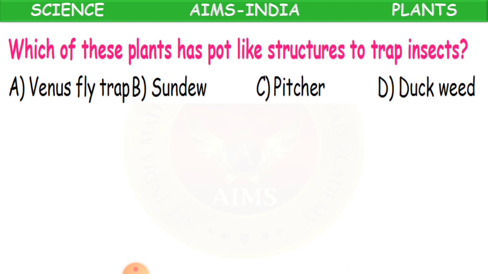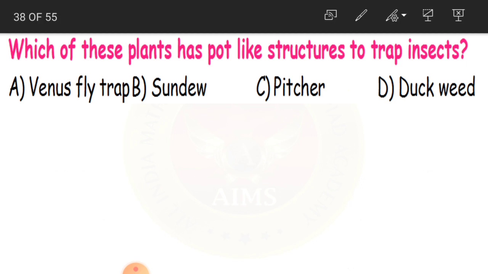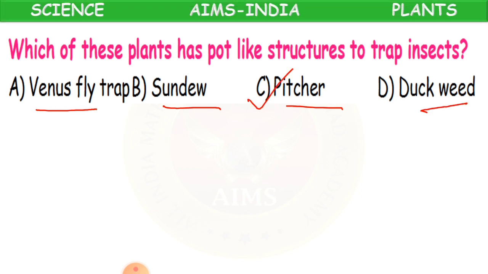Which of these plants has pot-like structures to trap insects? Whether Venus flytrap, sundew, pitcher or duckweed. And the answer is the C option, that is pitcher.